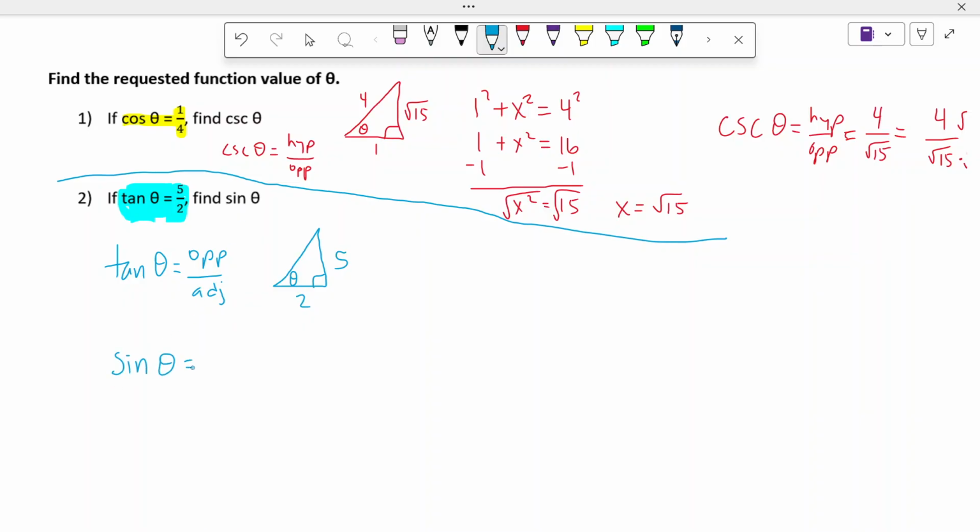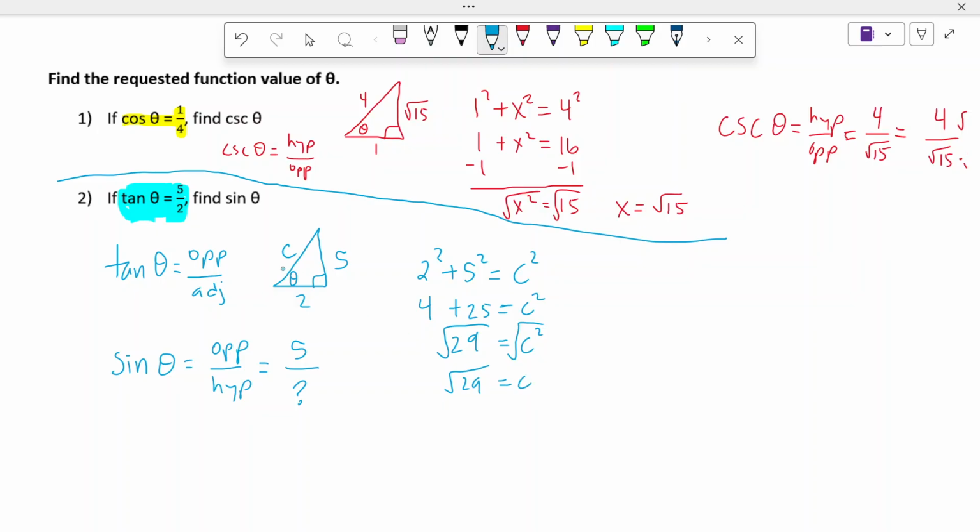We need to find the sine of this angle. Notice again, we still don't even care what the angle is, and so the sine is opposite over hypotenuse. So it looks like all we need is the hypotenuse. We already know the opposite, so it's going to be 5 over something. We just need to figure out what that something is. So let's do Pythagorean theorem. a squared plus b squared equals c squared. That's 4 plus 25, which adds to 29. And of course that's what c squared is, so we square root both sides to get that c is equal to the square root of 29.